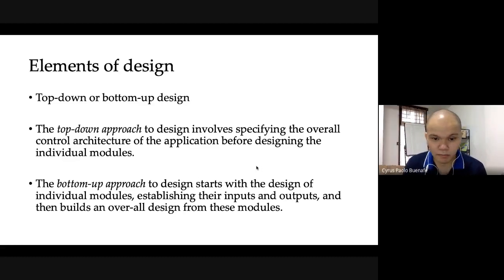Whereas the bottom-up approach to design starts with the design of the individual module first, maybe without prior regard to the other modules. So you do the individual modules first, establishing their inputs and outputs, and then build an overall design from these modules. Both approaches have their pros and cons.